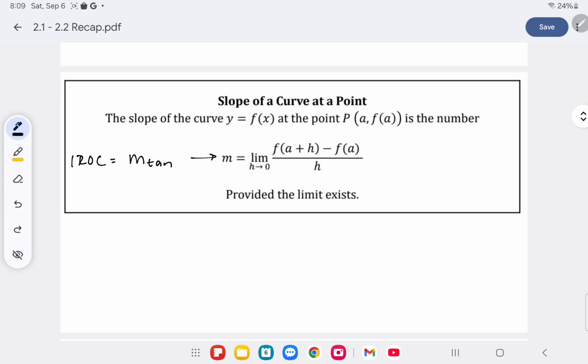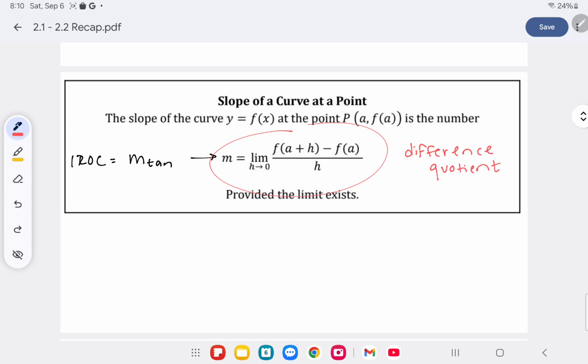So this is for finding the slope of the tangent line, which is instantaneous rate of change. All of those things mean the same thing. And later we'll also call it the derivative. By the way, this equation right here is called the difference quotient. So if you see things mentioned as the difference quotient, this is what they're talking about.